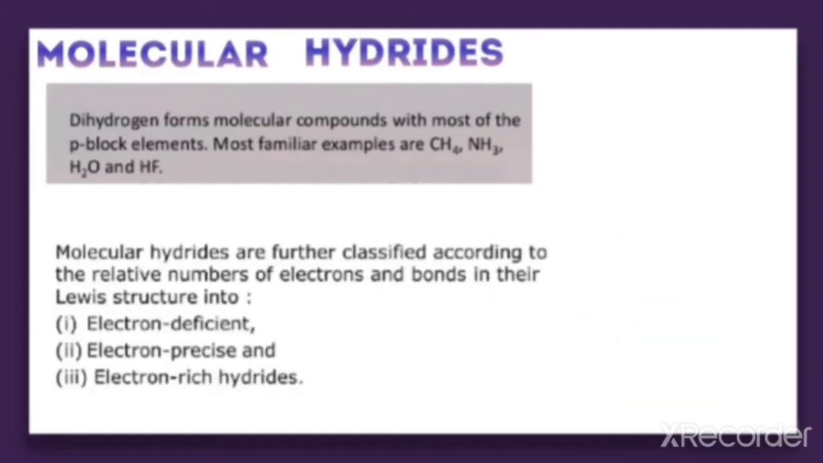These can be further classified depending upon the relative number of electrons and bonds in their Lewis structure. They are classified as electron deficient, electron precise, and electron rich hydrides. Depending upon the number of electrons available in the Lewis structure, if the electron count is deficient, then this type is called an electron deficient molecular hydride. If it is electron rich, then it is called an electron rich hydride, and if the electrons are precise, then it is called an electron precise hydride.